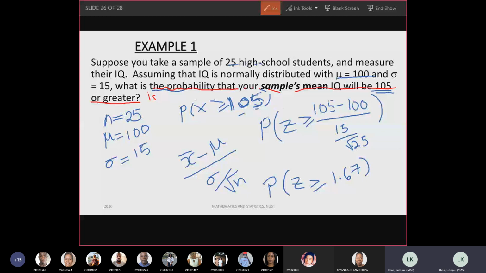Do you have any questions on that? Or are we fine? Would you be able to calculate something like this?